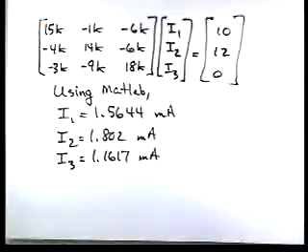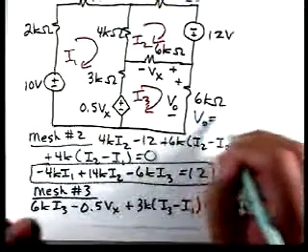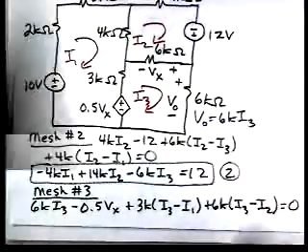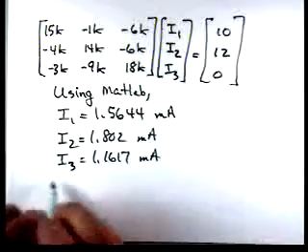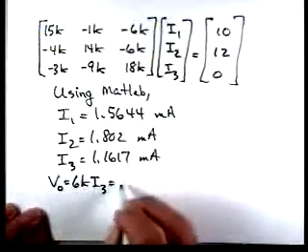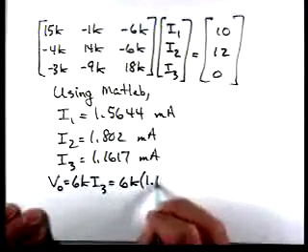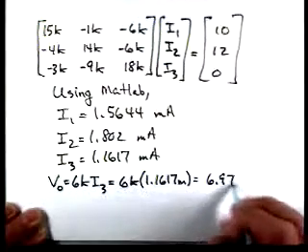And if we look back at our circuit, we can see that V0 is 6K I3. So V0 is 6K times 1.1617 milliamps, to give 6.97 volts.